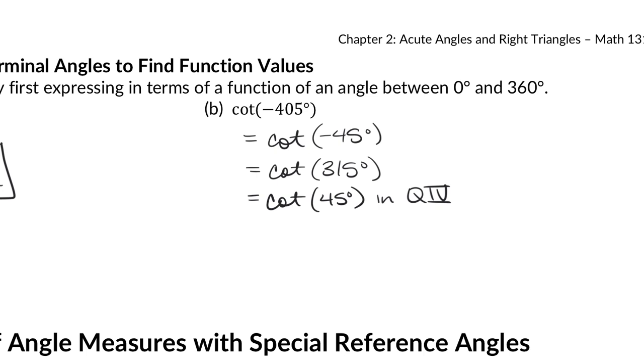If I've lost you, go back to starting to draw these angles. That's what we would get as the reference angle. This right here is your reference angle. What is the cotangent of 45 degrees?